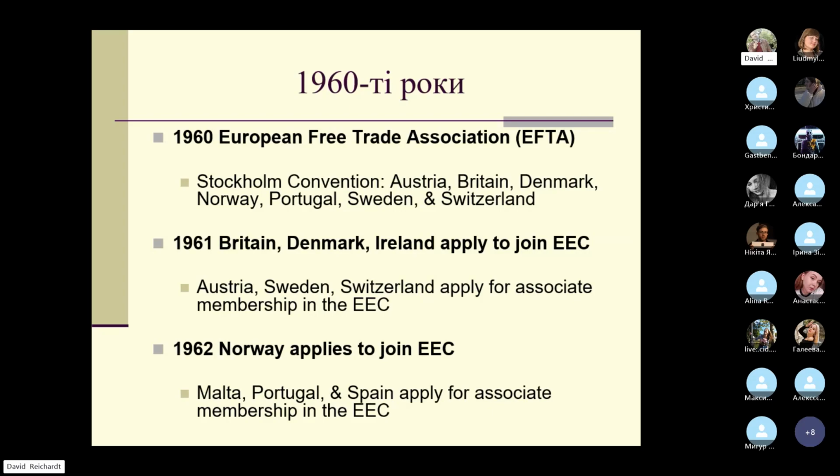So in 1961, the British, when I say Britain, the United Kingdom, Denmark, and Ireland applied to join the EEC. Austria, Sweden, and Switzerland apply for partner membership. Now, why partner or associate membership? Well, because remember, after the Second World War, Austria, Sweden, and Switzerland are neutral countries. So they can't directly join the European communities, but they can cooperate with them in what we call associate membership or partnership. In 1962, Norway applies to join the EEC, and Malta, Portugal, and Spain apply for associate or partner membership in the EEC. Interesting.